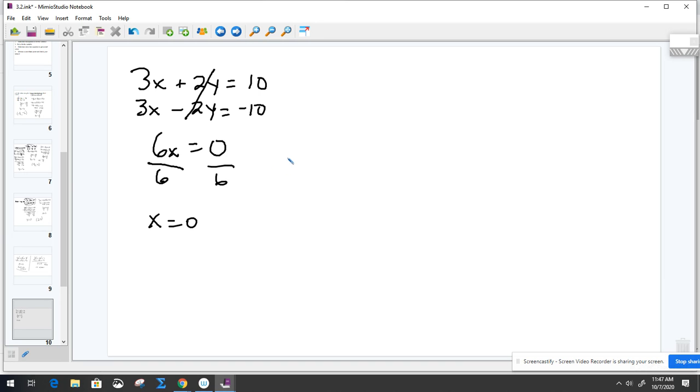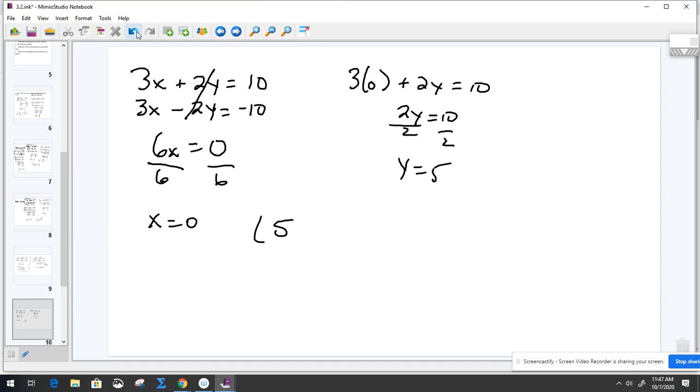In order for it to be no solution or infinite solutions, I need both variables to cancel. Okay, and then I could just go ahead and plug in 3 times 0 plus 2y equals 10. 2y equals 10, divide by 2, y equals 5. So for this problem, I would get the ordered pair 0, 5 as my one solution.